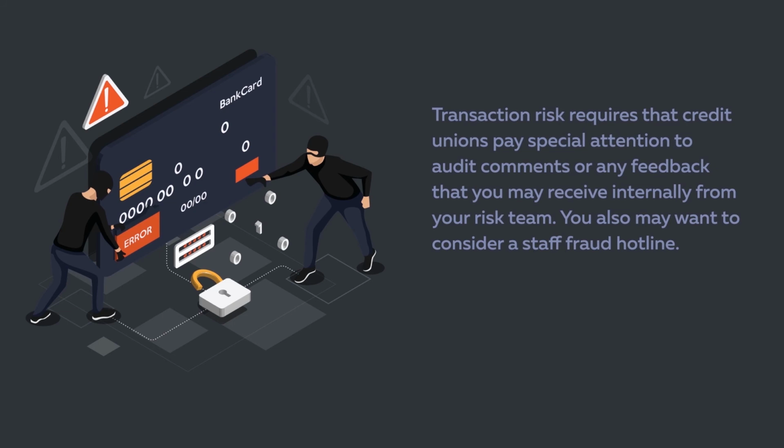Transaction risk requires that credit unions pay special attention to audit comments or any feedback that you may receive internally from your risk team. You may also want to consider a staff fraud hotline in the event that a staff member identifies a transaction that seems unethical and wants to remain anonymous.